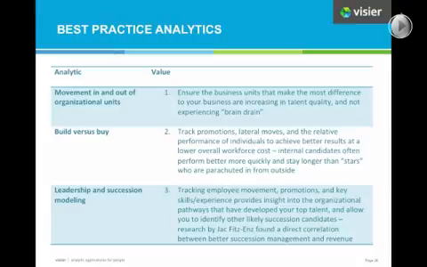Well, the first one here is movement in and out of organizational units. That might actually be just a bit of bad language on my part. What we really want to be thinking about is movement in and out of, yes, the organizational units, thinking the structure. But we also want to think about movement in and out as we think about the network.